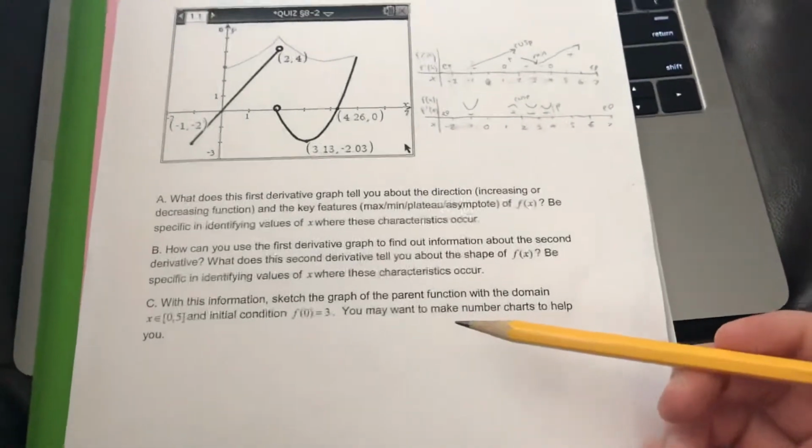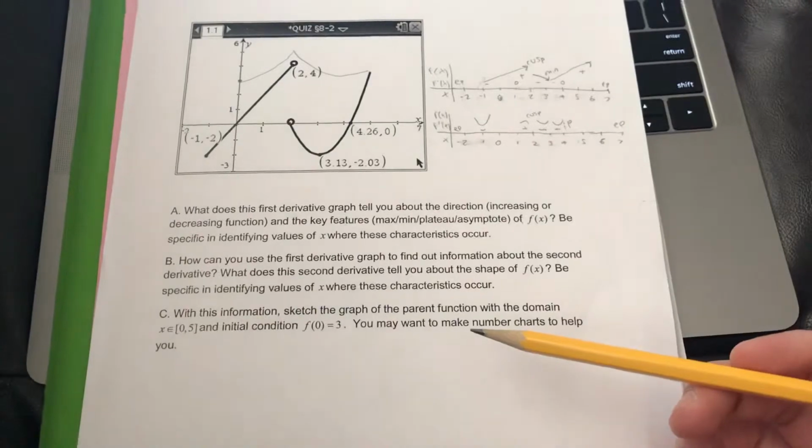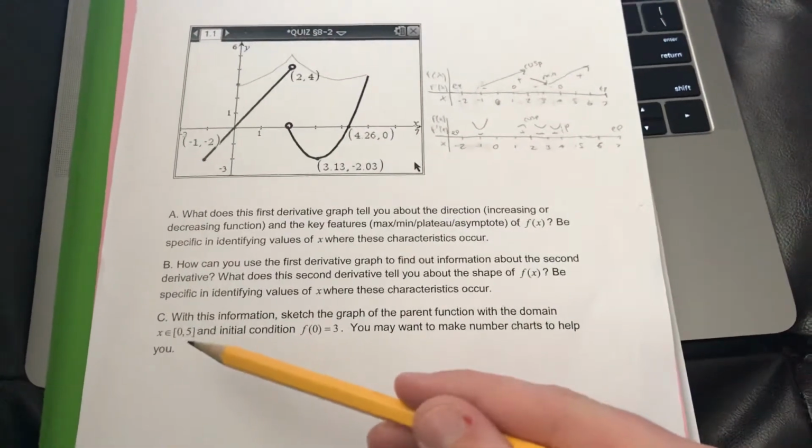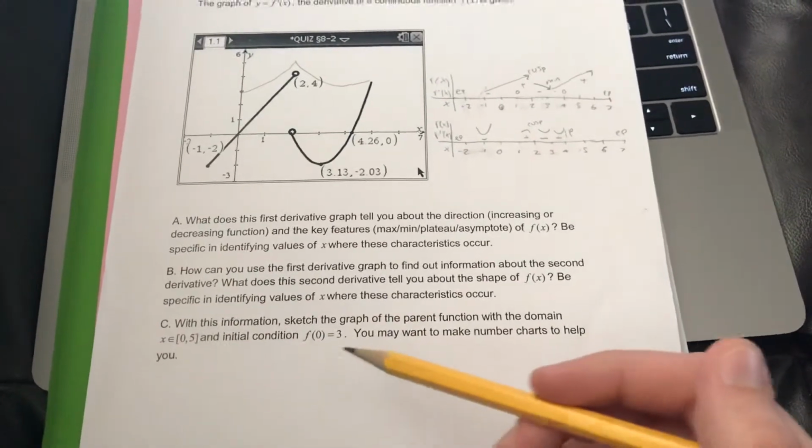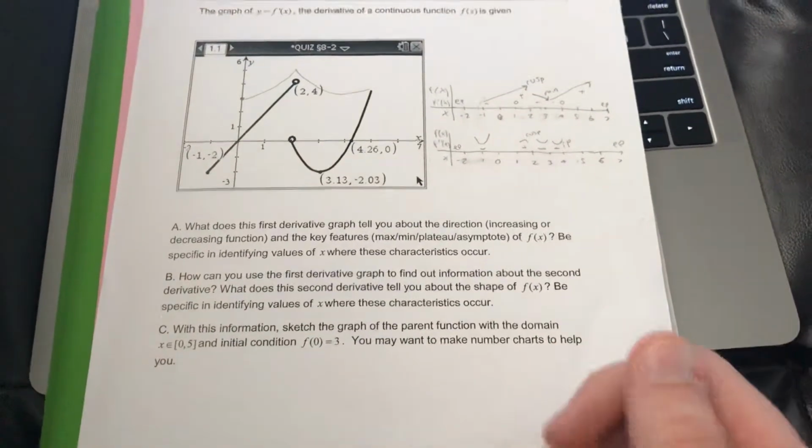So with this information, sketch the graph of the parent function with the domain x from 0 to 5 and the initial condition of f of 0 equals 3. You may make number charts to help you.